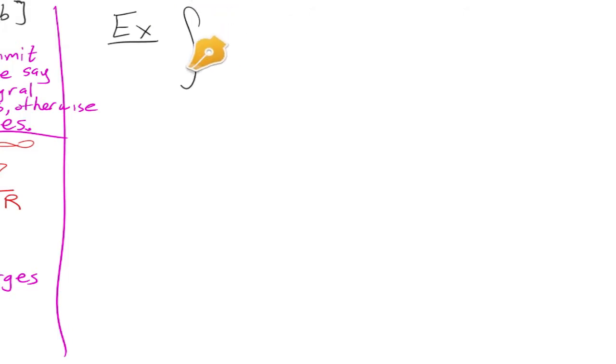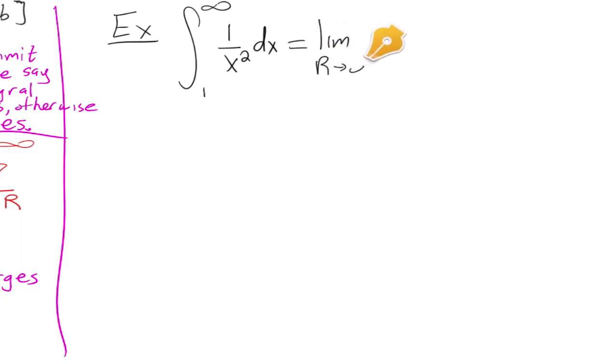Well, let's do another one. How about if we have 1 over x squared? Does the same thing happen? Yep. So let's take a look. Let's write it out. This is equal to the limit as r goes to infinity of the integral from 1 to r. And instead of 1 over x squared, why don't we just write it as x to the negative 2.